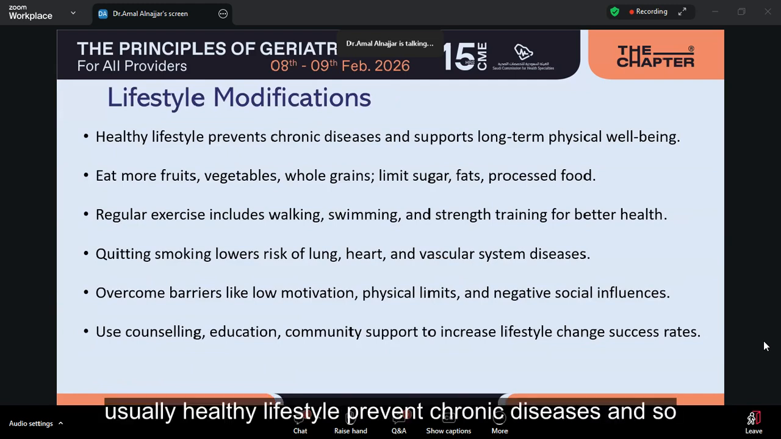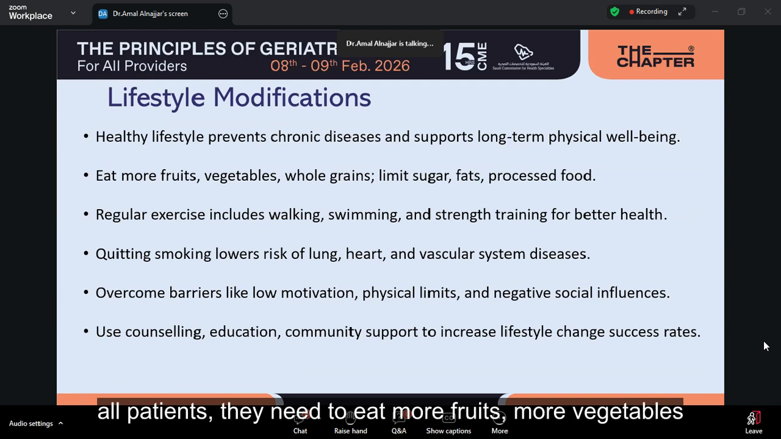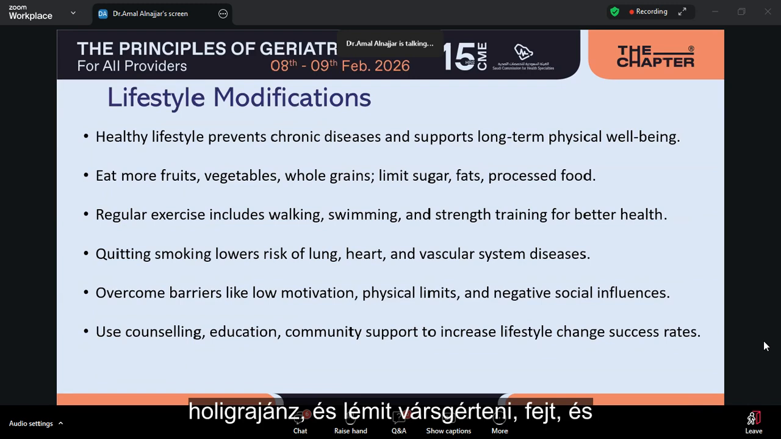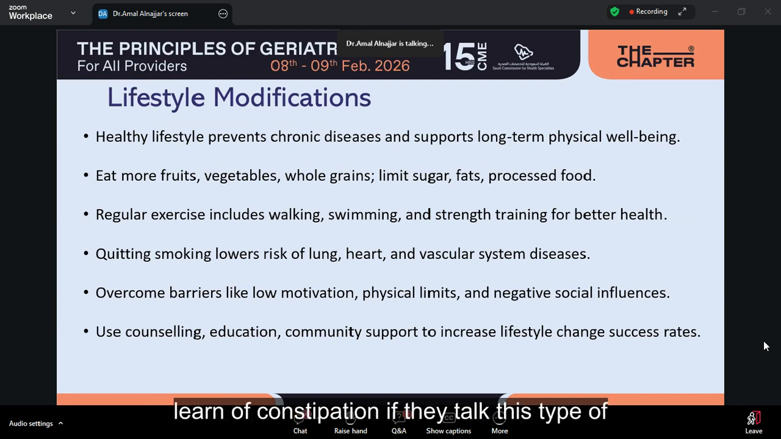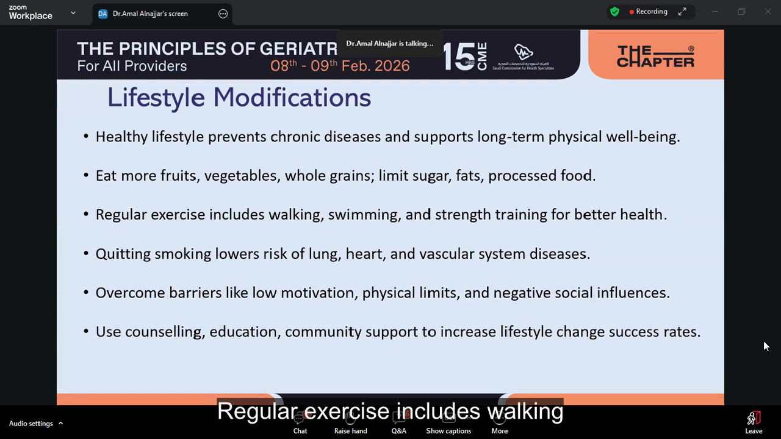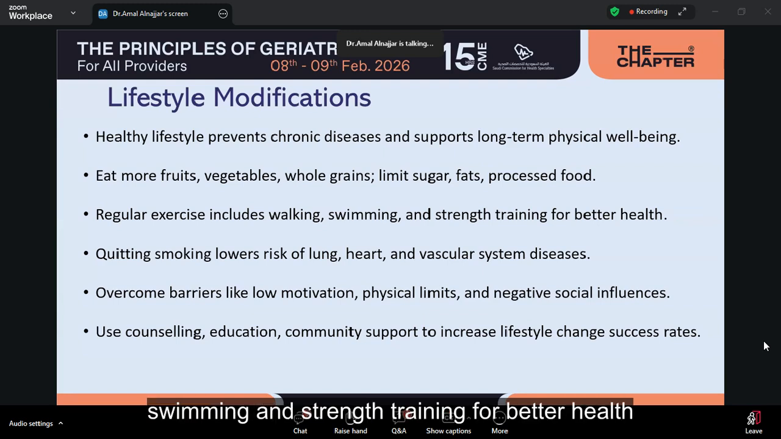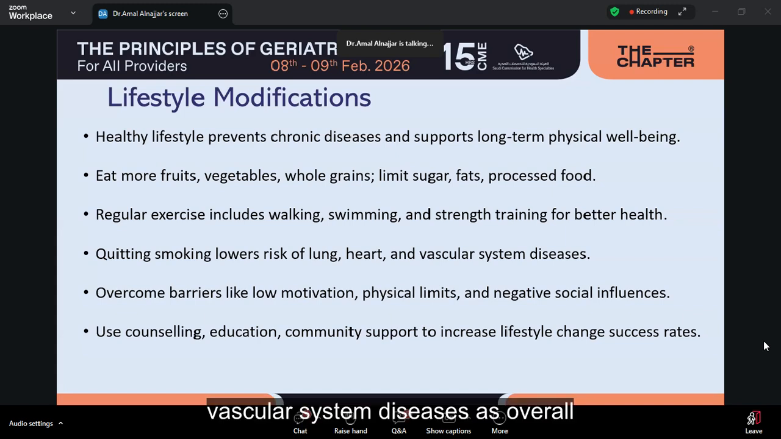Lifestyle modification: usually a healthy lifestyle prevents chronic diseases and supports long-term physical well-being. Older patients need to eat more fruits, more vegetables, whole grains, and limit their sugar intake, fat, or processed food. Specifically, those types of patients usually complain of constipation. If they take fruits and vegetables, this might improve their constipation status. Regular exercise includes walking, swimming, and strength training for better health. Quitting smoking lowers the risk of lung, as we mentioned before, heart, and even vascular system diseases overall.